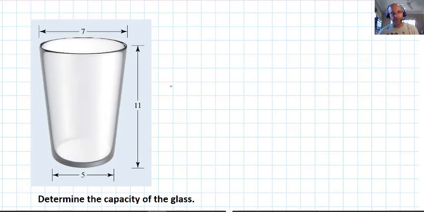We'd probably have to make a few assumptions, perhaps that this profile down the side here is a straight line. That might be reasonable, and we could use an approximation method. We could say, well, we could use a bunch of cylinders.